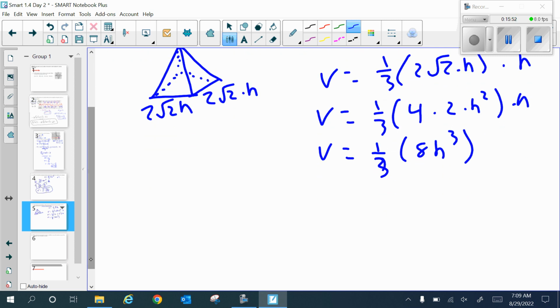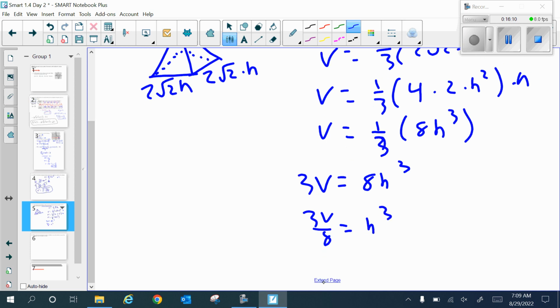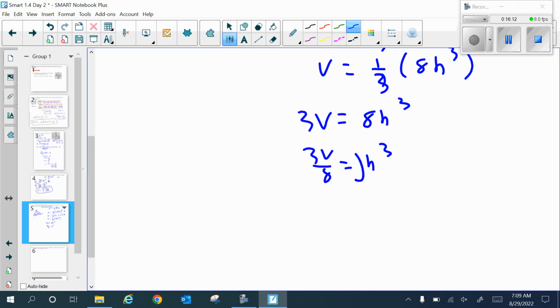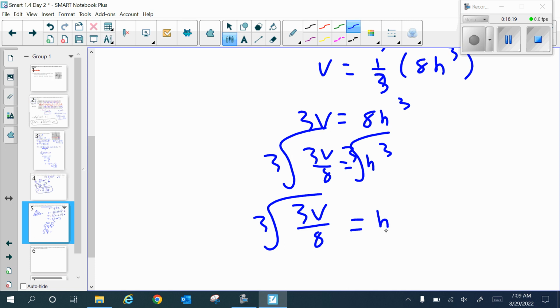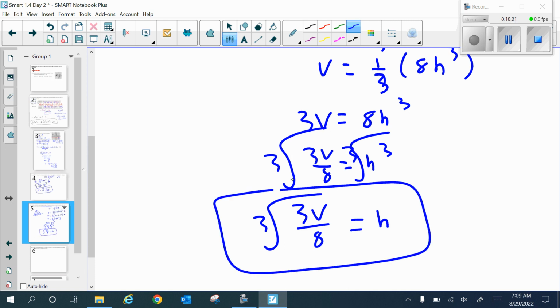So that's what I get, and I need to solve this for height. I need to know how I can rewrite this function as h equals. So I can multiply both sides by 3 to get 3v equals 8h cubed. Divide by 8 on both sides to get 3v over 8 equals h cubed. And then take the cube root of both sides to cancel out the h cubed to get the cube root of 3v over 8 equals h. And that is our final answer.